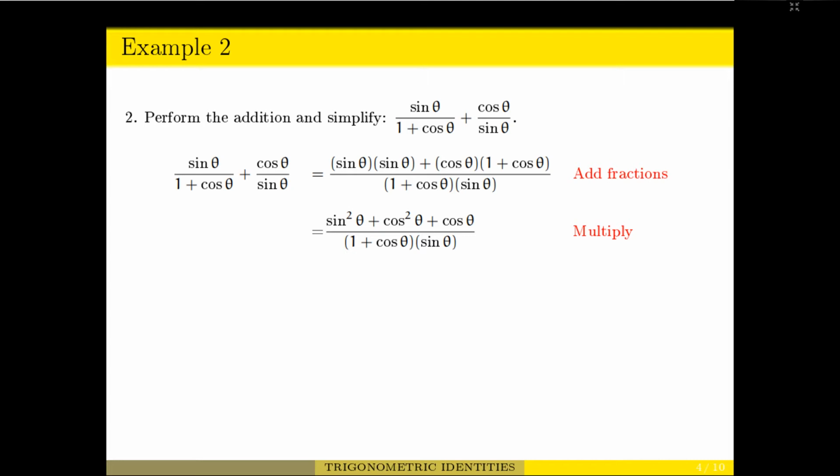quantity 1 plus cosine theta times sine theta. Notice that the numerator consists of a Pythagorean identity, sine squared theta plus cosine squared theta. So we can rewrite it as 1 plus cosine theta all over 1 plus cosine theta times sine theta. We can simplify it further by canceling 1 plus cosine theta on the numerator and the denominator. That will lead us to 1 over sine theta. Applying the reciprocal identity, this is equivalent to cosecant theta.